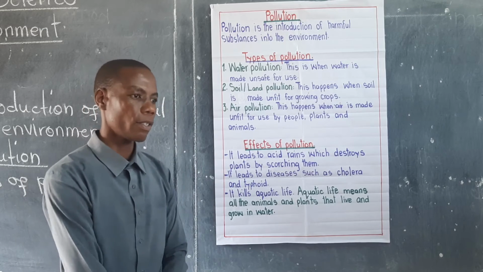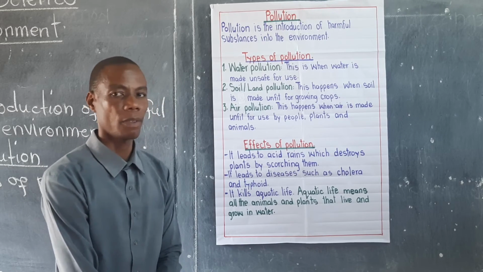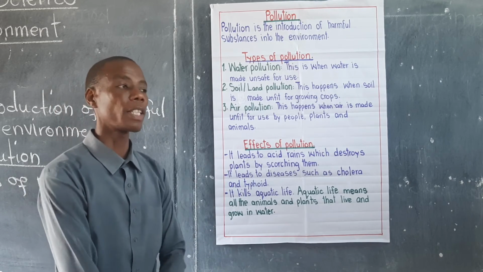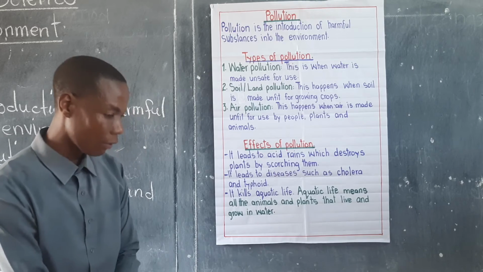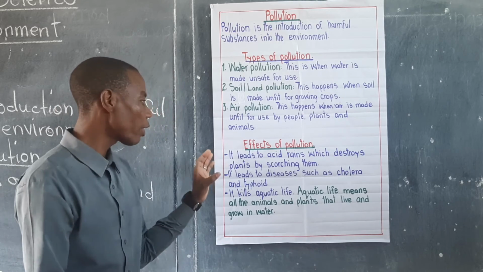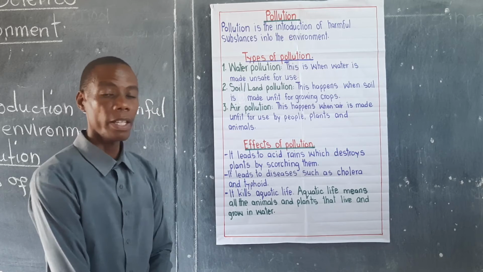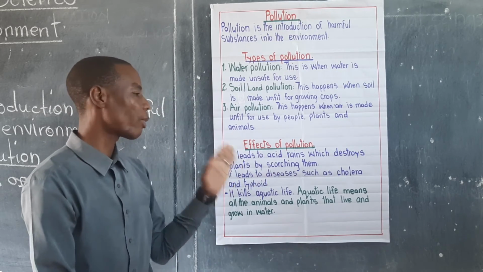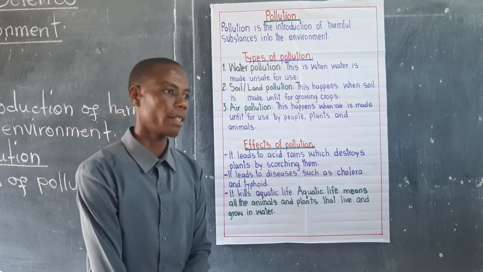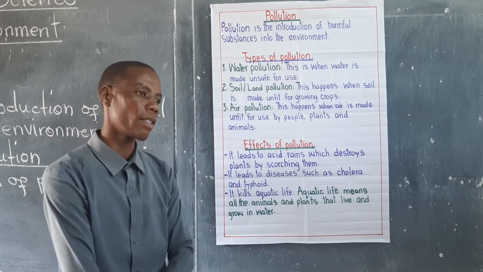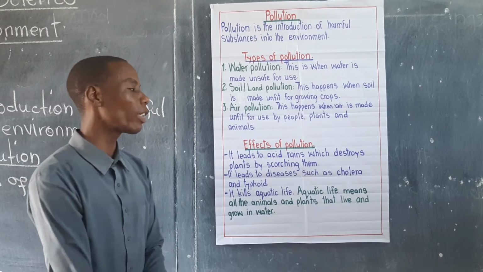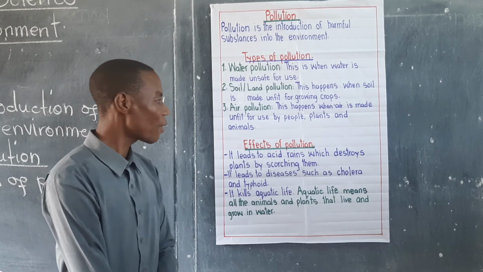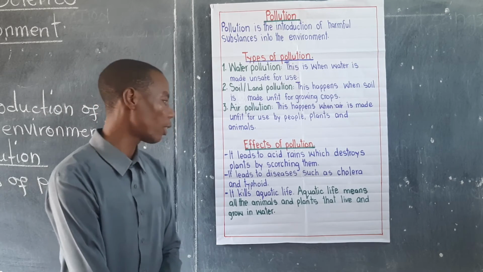Now, these industries produce a lot of smoke. They produce a lot of what? Smoke. This smoke contains different chemicals. When the smoke goes into the atmosphere, it is going to combine with water in the atmosphere. When it rains, it is going to rain acid rain. When this acid rain falls on crops, it is going to scorch them. It is going to destroy what? These crops. Therefore, we cannot have food to feed on.